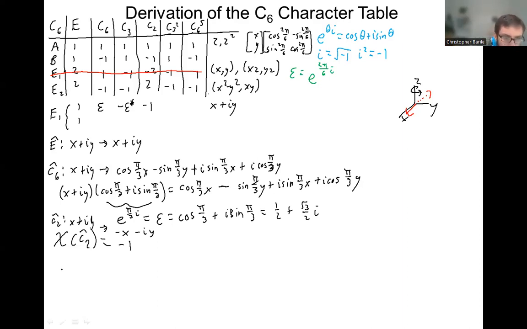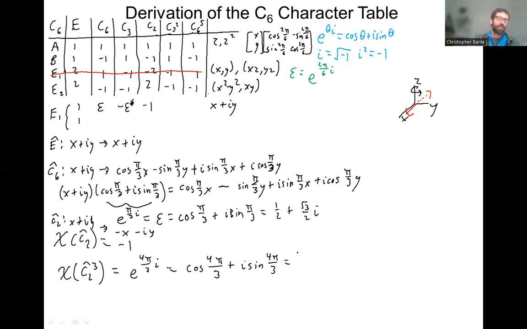Simple. Now, let's go back to figuring out the character for a more complicated one, which is C2, 3. So now we're doing not a rotation by pi over 3, but by 4 pi over 3, right? And so all this math is going to end up being the same, but we're going to get e to the 4 pi over 3 i. What does that equal? Well, that equals cosine 4 pi over 3 plus i sine 4 pi over 3.